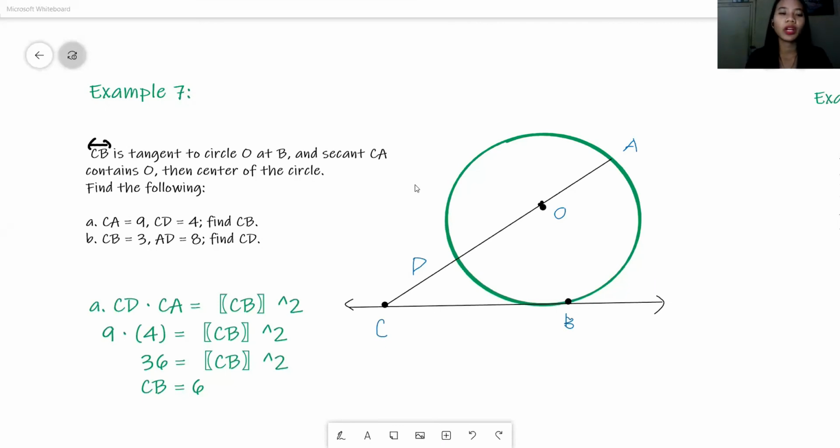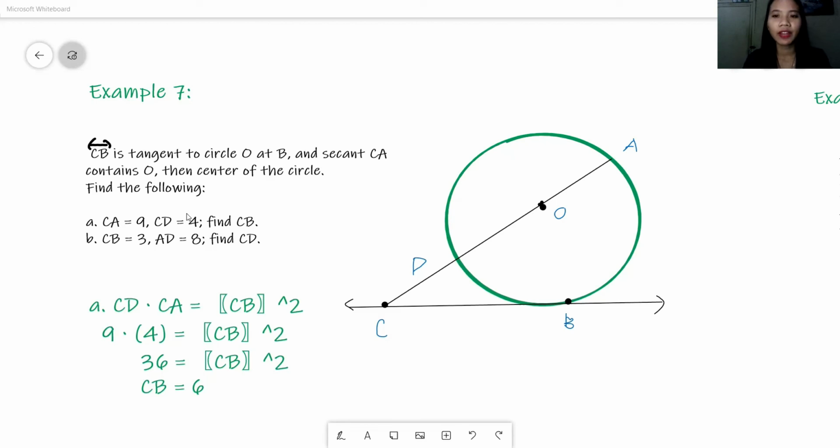Okay, in example 7, we are using now theorem 20. So theorem 20 stated that if a secant and a tangent of a circle intersect at the external point of the circle, then the product of the lengths of the secant segment and its external segment is equal to the square of the length of the tangent segment. So, given this problem, line CB is tangent to circle O at B. And the secant segment contains O, the center of the circle, which is this.